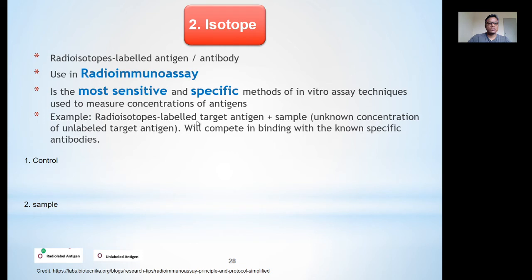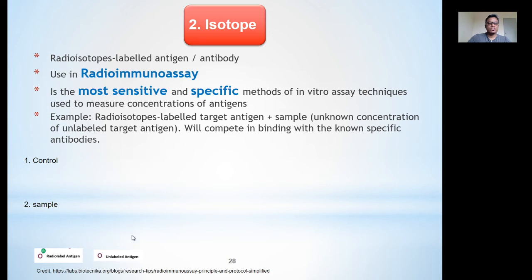Example, in radioisotope-labeled target antigen. Here we label this antigen, a reagent antigen that is artificially produced in the lab. And then they are labeled with the radioisotope. So this is radioactive material that will give signal later, plus a sample of unknown concentration of unlabeled target antigen. So of course we will test with the sample. The sample might contain the same antigen, but it is not labeled because it is coming from the patient serum, and its concentration is unknown.